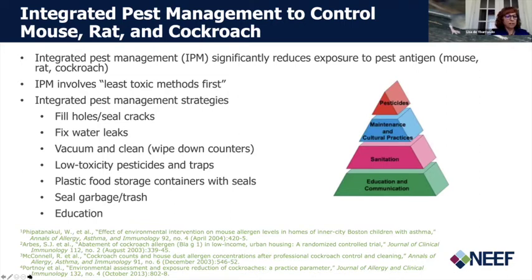So let's talk about integrated pest management to control the rodent population, mouse, rat, and cockroach problem. So integrated pest management, or IPM, significantly reduces exposure to pest antigens. It involves the least toxic methods first.